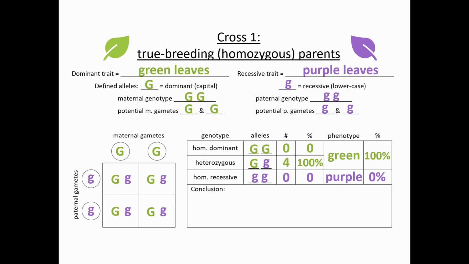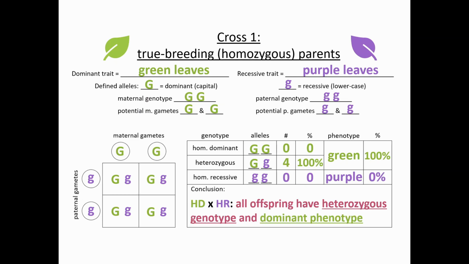The phenotype is 100% green. Since everyone's a heterozygous individual and the capital G green allele dominates over the recessive purple allele, everyone appears green and 0% appear purple. And so if we cross homozygous dominant with homozygous recessive, all of the offspring will be heterozygous and all of the offspring will have the dominant phenotype.